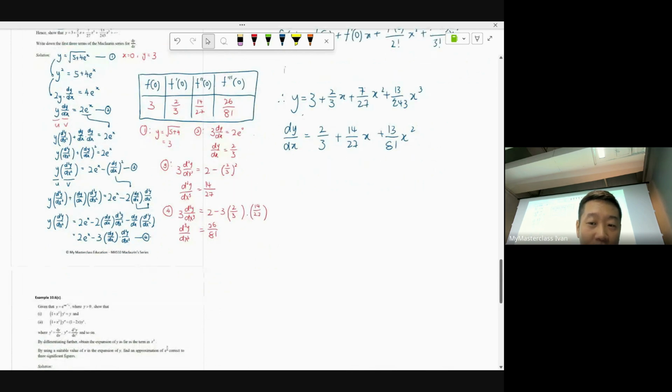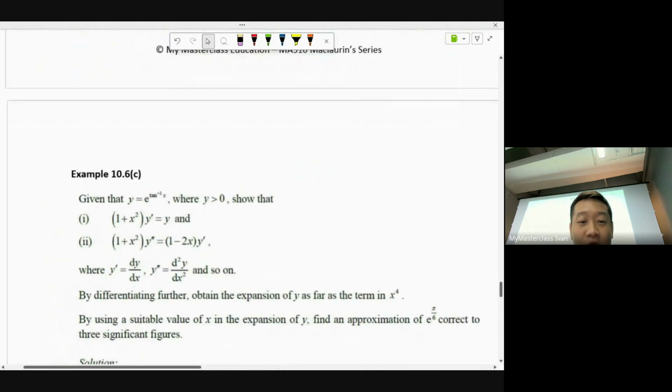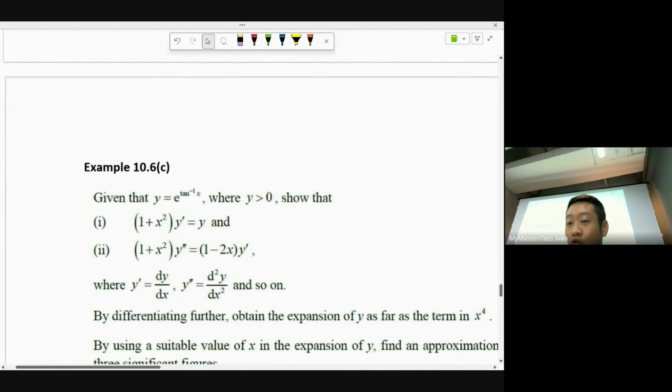So next one you can try on your own. Let me give you a hint first. Again, usually they will start with a very complicated y equals to something. If you are going to differentiate this, you are going to get into trouble. So the first step should be how to remove the e.